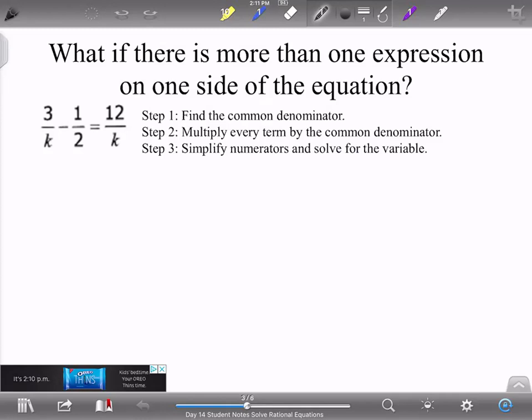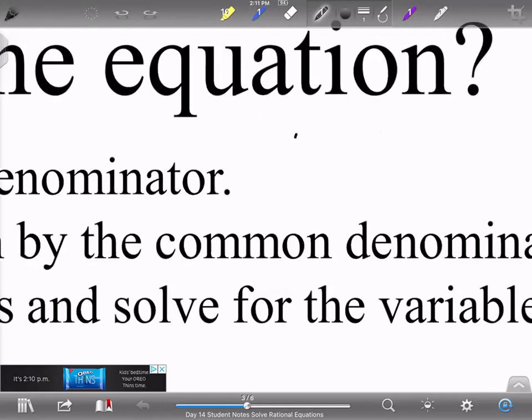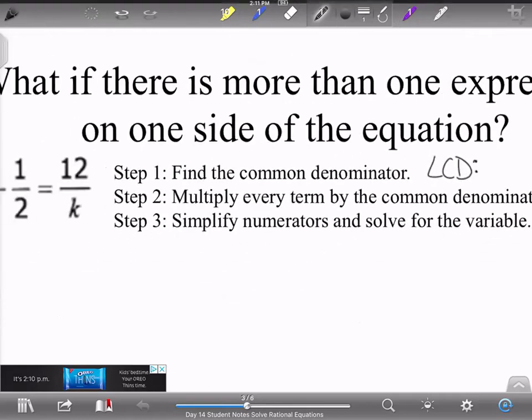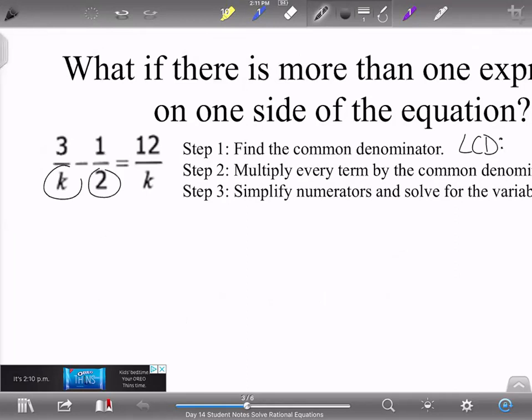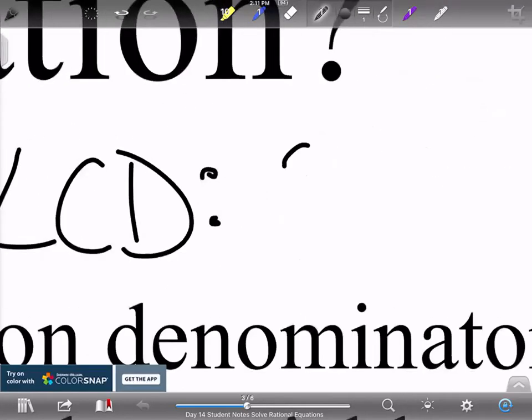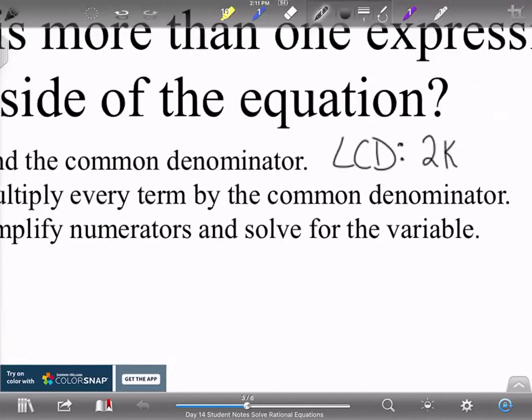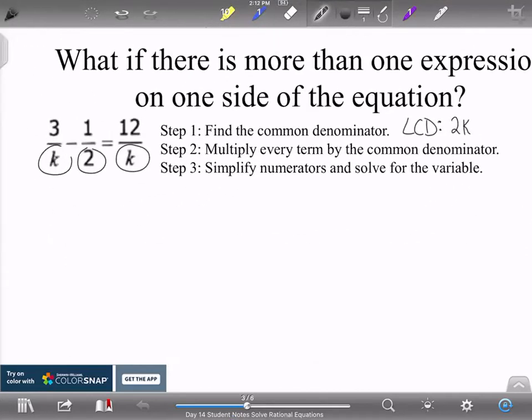So to find our common denominator, we're going to look at all the denominators and compare them. So when I look at the denominators, I'm just going to look at these 3 things. So if I look at those, I see a K, I see a 2, and then I see another K. So my least common denominator would be 2K. So anything that's part of a denominator has to be listed as the least common denominator. But since K is in there 2 times, I don't have to write K squared. I can just write K.